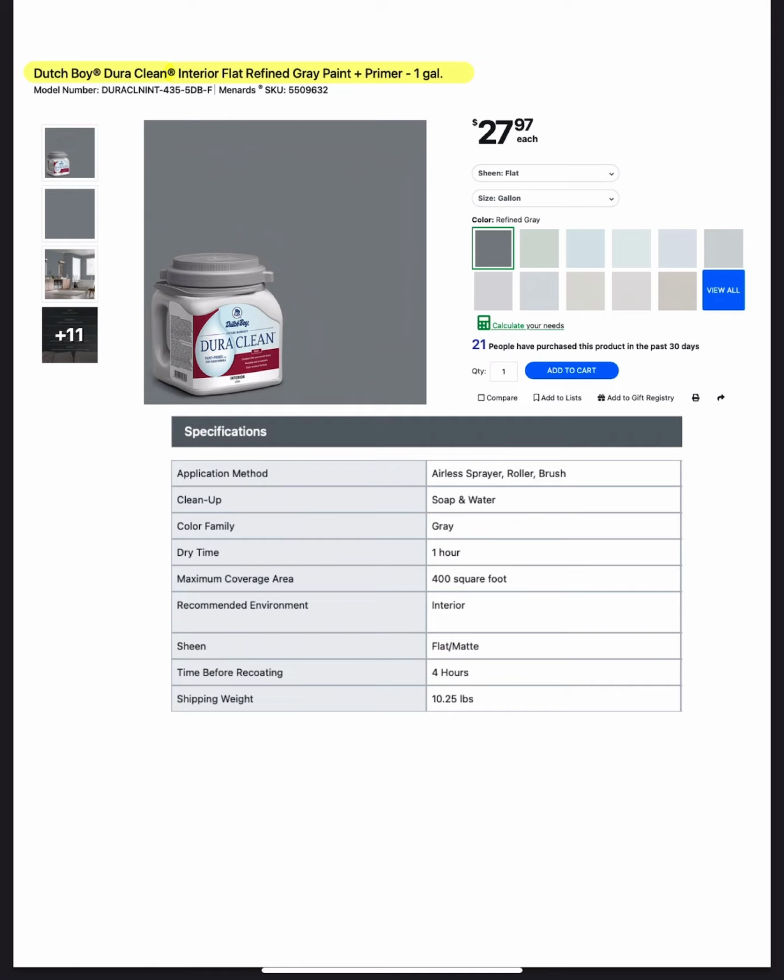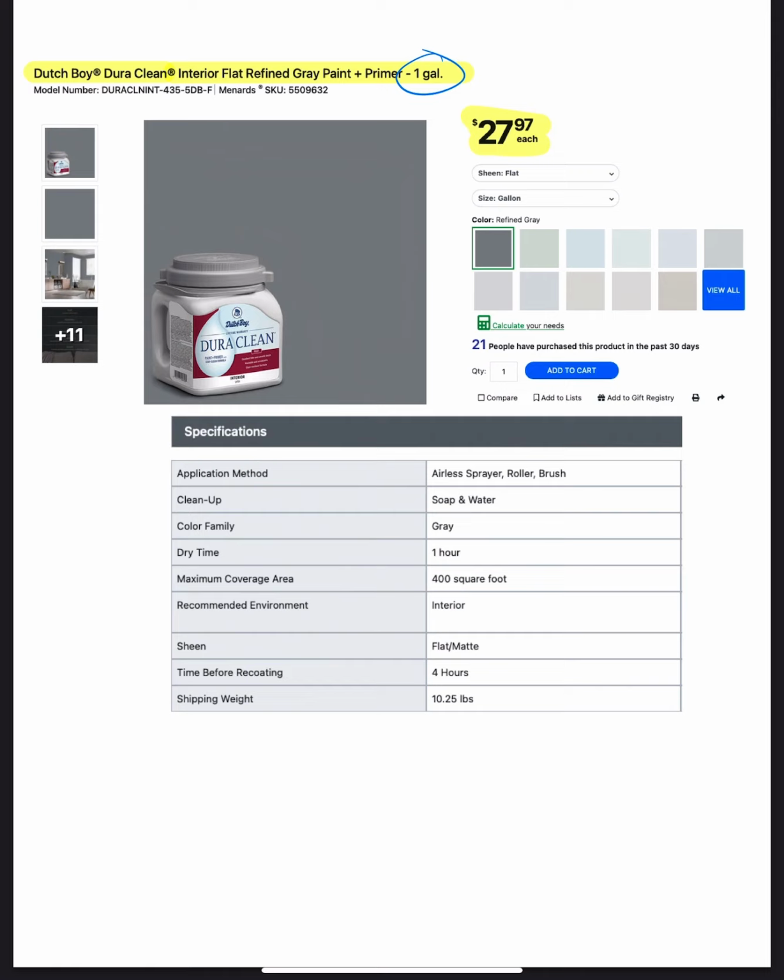Here my paint is 27.97 for one gallon. And the issue here is, okay, do I need a gallon? Do I need 2 gallons? Three? How much paint do I actually need?